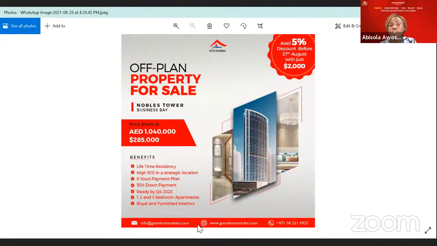Why should I go for Noble Star? You've already discussed the location, but people need to understand more. You were saying you're going to explain the return on investment on this project. You've even written it on your slide, lifetime residency, high ROI in a strategic location. In fact, put highest ROI, because the property is more affordable compared to what you see around all the Business Bay area.